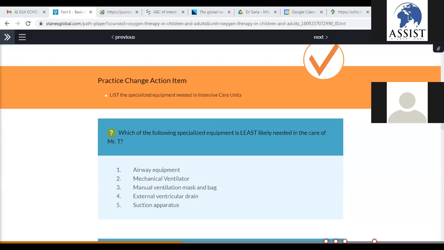Make sure that you have this airway equipment. And the moment you intubate the patient, for sure you have to put the patient on a mechanical ventilator. So you will need your mechanical ventilator in advance. You have to make sure that you have selected the desired mode. You have checked if it's working.